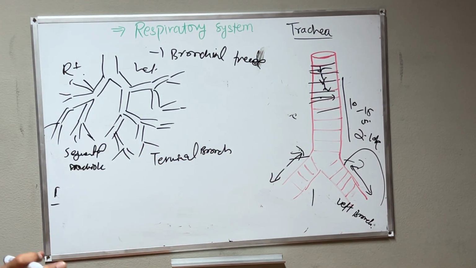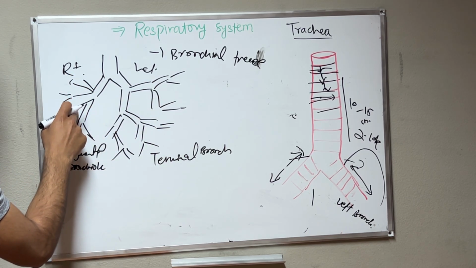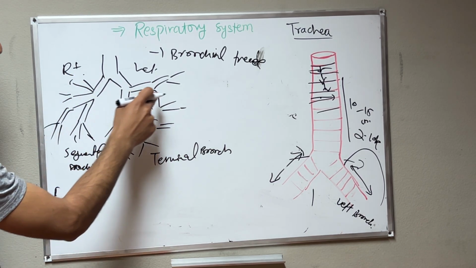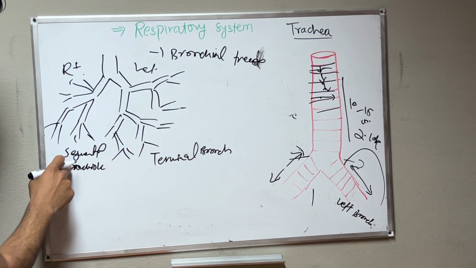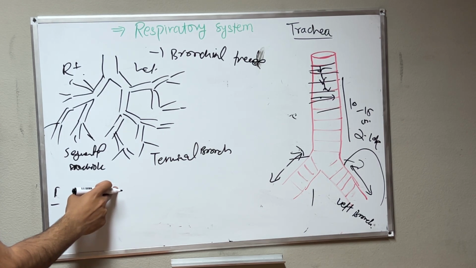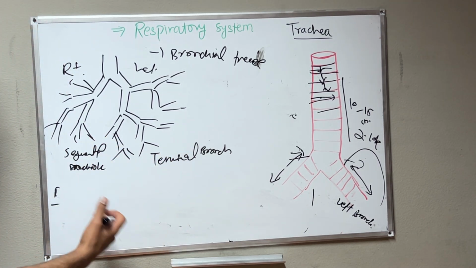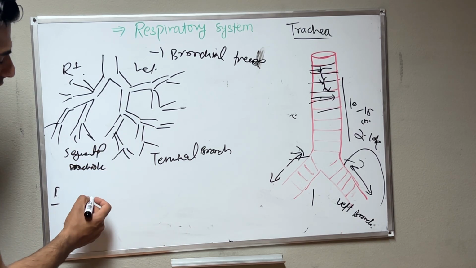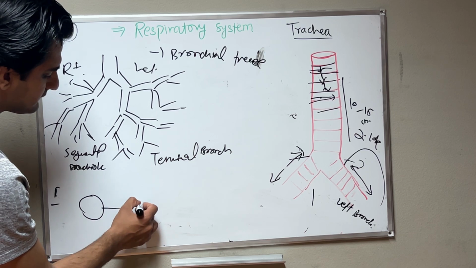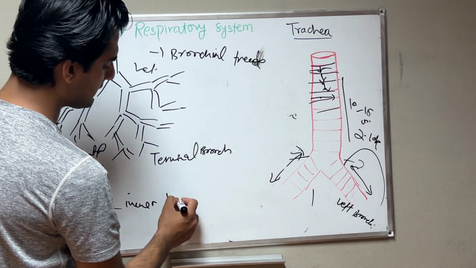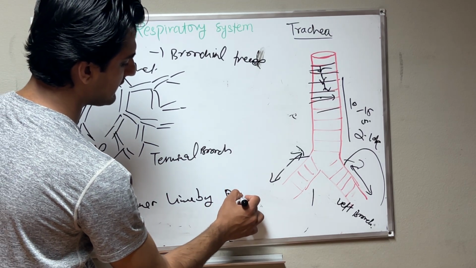About the bronchial tree: this is the right and left main bronchus. The right main bronchus divides into superior, middle and inferior, and the left into superior and inferior. Then they are further divided into the segmental bronchioles, and the segmental bronchioles are further divided into the terminal bronchioles. And these bronchioles, from the inner side, are lined by respiratory epithelium.